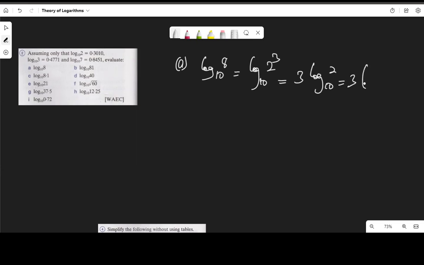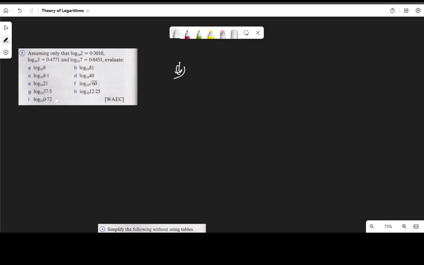That is 3 multiplied by log 2, which is 0.3010, which is 0.9030. That is A. For B, we have log 81 to base 10. 81 we can write as 3 to the power of 4, then to base 10, which is 4 log 3 to base 10.